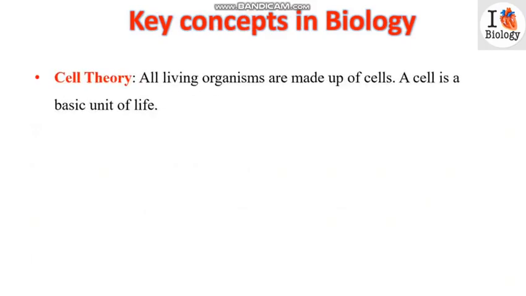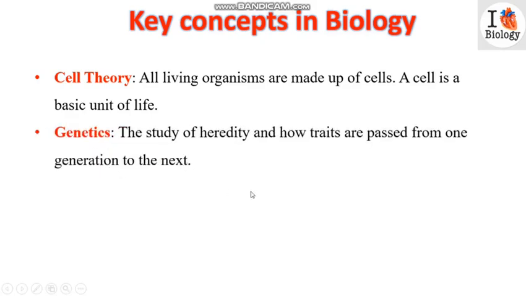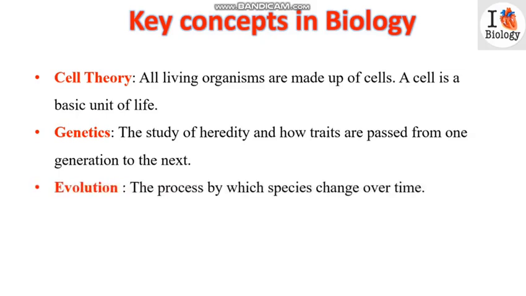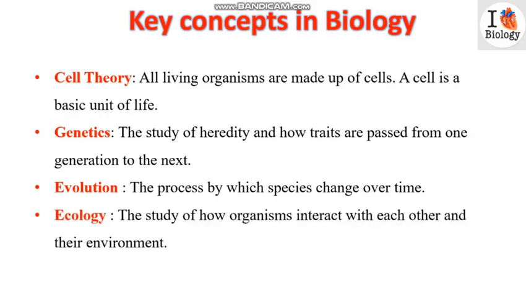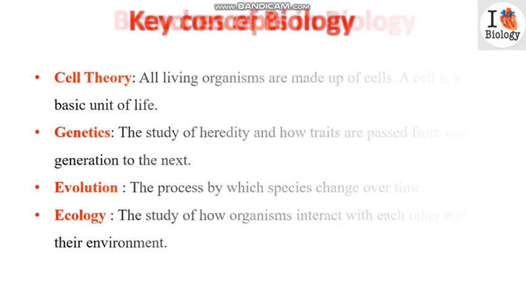We have cell theory. Cell theory states that all living organisms are made up of cells. A cell is a basic unit of life. We also have genetics. Genetics is the study of heredity and how traits are passed from one generation to the next generation. We also have evolution. Evolution is the process by which species change over time. We also have ecology. Ecology is the study of how organisms interact with each other and their environment.